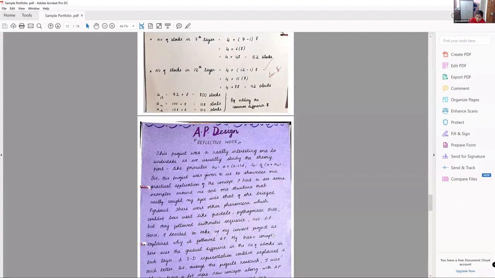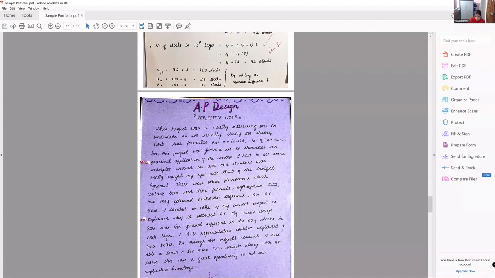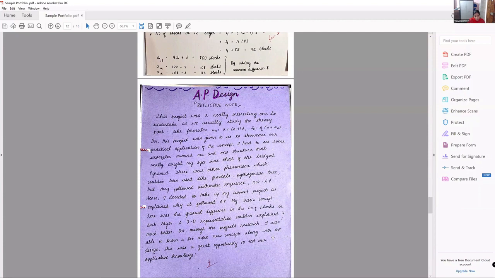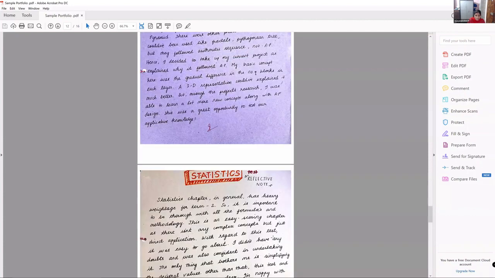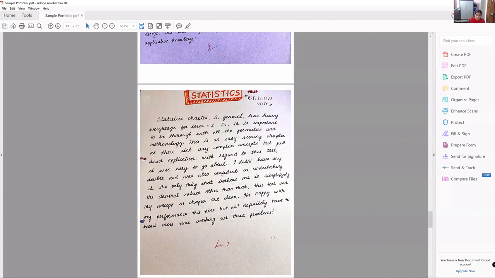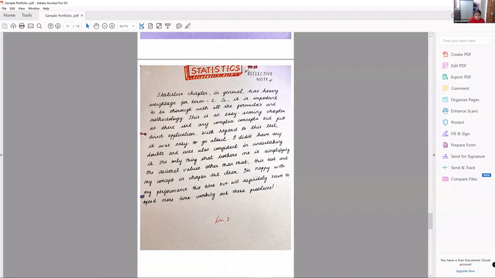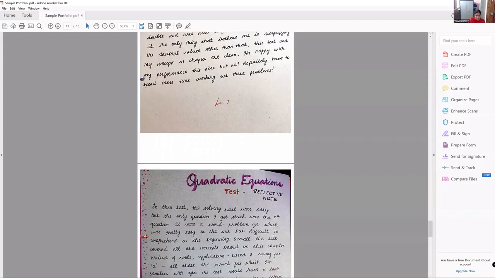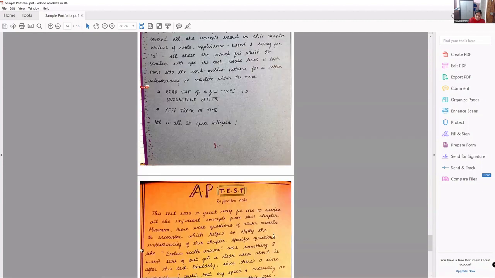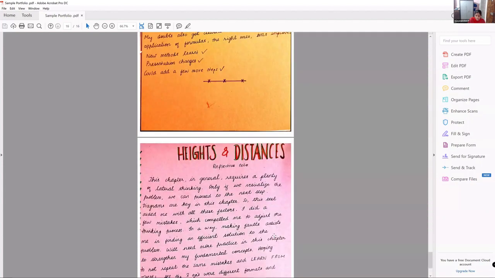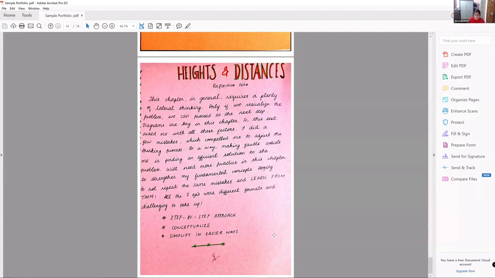So what are the documents children are keeping in the portfolio? They have to give the reflective note: what they understood in that, in what way they enriched their conceptual understanding level. That is to be written in the reflective note. Next is the test, the different tests I have given. Based on the different tests she has taken, in what way it has helped. She has given the reflective note for each and every test she has taken in the particular year. So these are the documents she has submitted for term two. This is only for term two she has submitted.